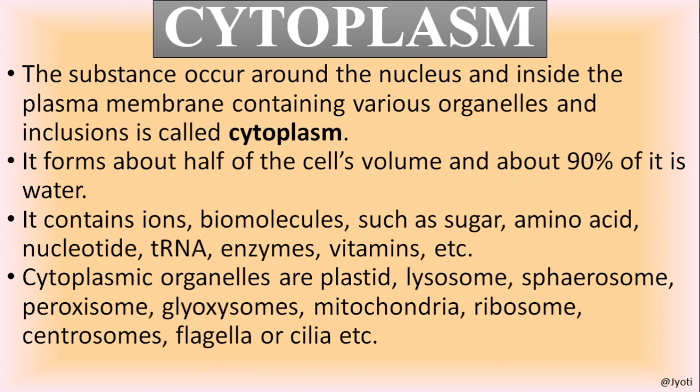So cytoplasm, what is cytoplasm? Cytoplasm is the part of the cell that is present between the nucleus and the plasma membrane, which contains various organelles and inclusions. About 90% of the cytoplasm is water. So it is a semi-fluid structure, and besides water it contains different ions and biomolecules like sugar, amino acids, nucleotides, RNA, enzymes, vitamins, etc.